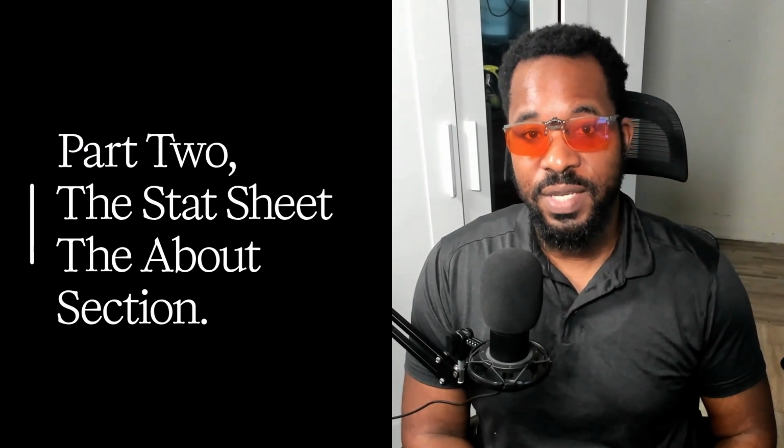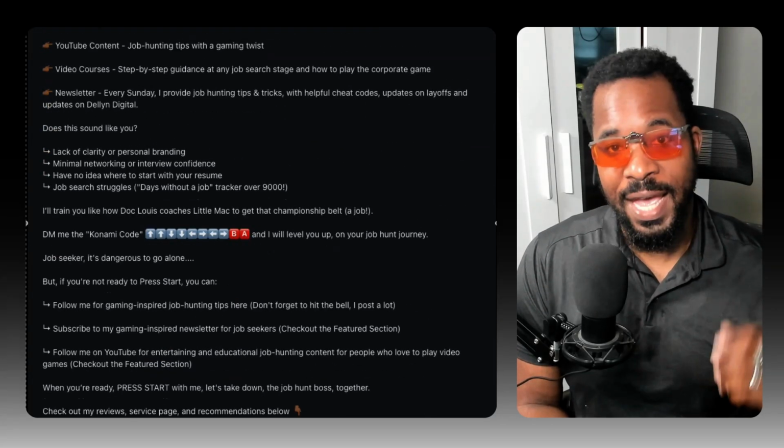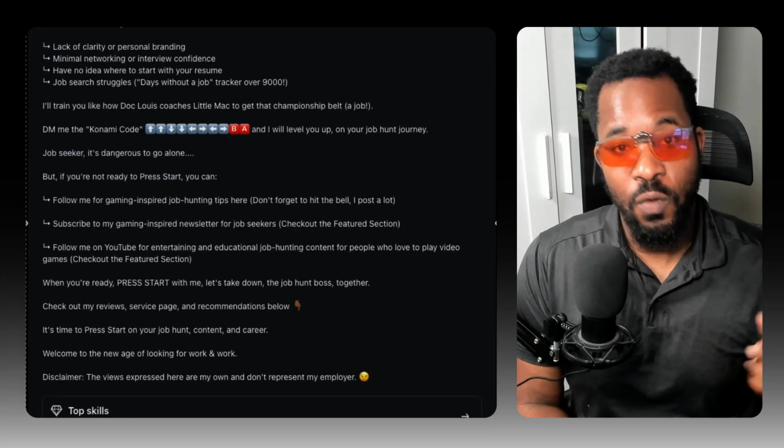Part 2, the stat sheet, the about section. Think of your about section as your character backstory plus your specialization. It should explain where you've been, what you've mastered, and what type of quest you're looking for right now. Use the hero's journey format here.